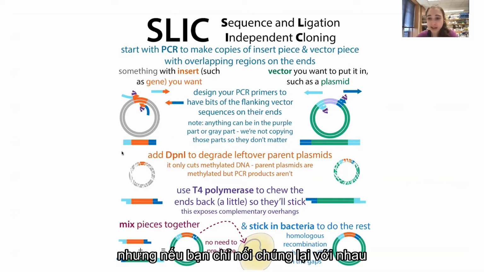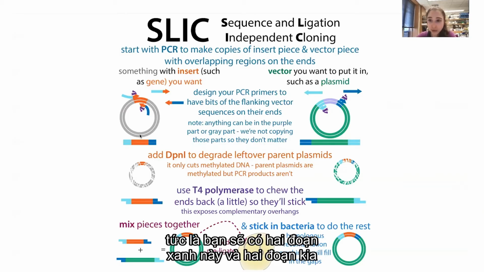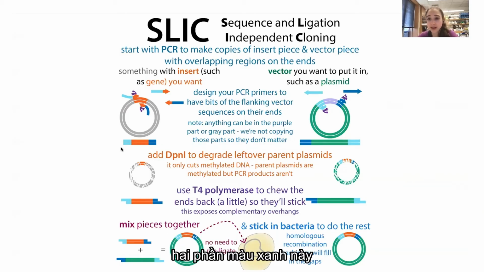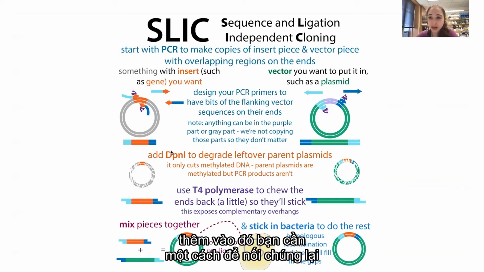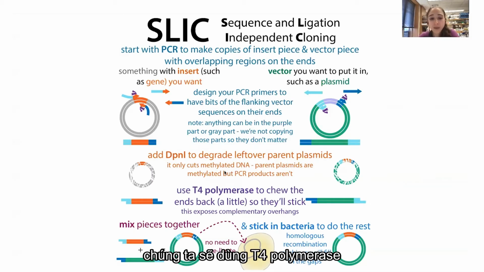If you were to just stitch these together, you'd have double the region, right? You'd have two of these blue things and then two of this blue part. So that wouldn't be good. Plus you need a way to stitch them together. So instead, what we're going to do is use T4 polymerase. I know it's kind of confusing, because a polymerase is something that adds DNA letters, and now we're talking about it removing letters. But it turns out that this polymerase has an exonuclease function too.